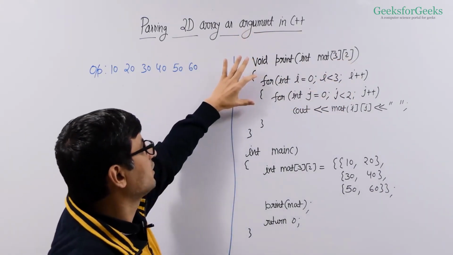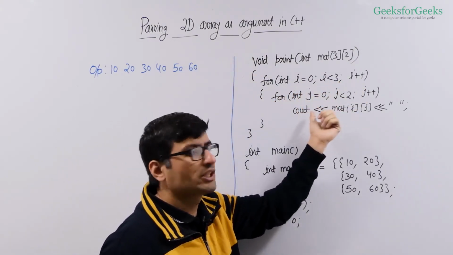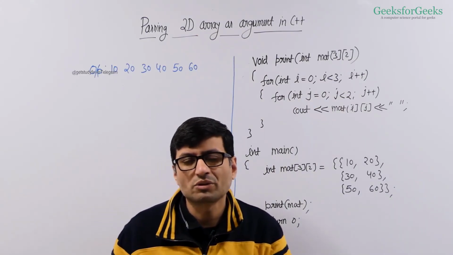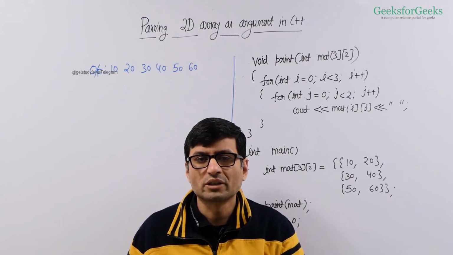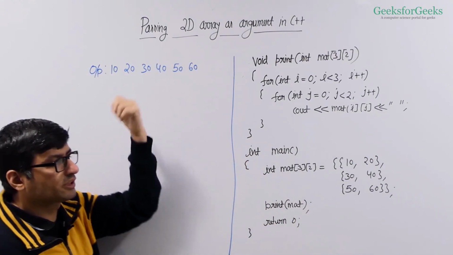Then we are running nested loops: i equal to 0, i smaller than 3, i plus plus, then j equal to 0, j smaller than 2, j plus plus. And inside these nested loops, we are printing the matrix contents. So the output of this program is 10, 20, 30, 40, 50, 60.